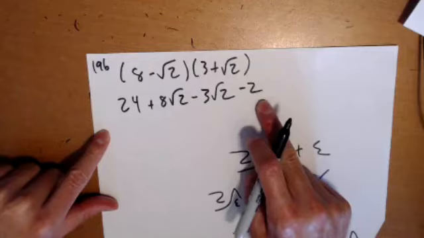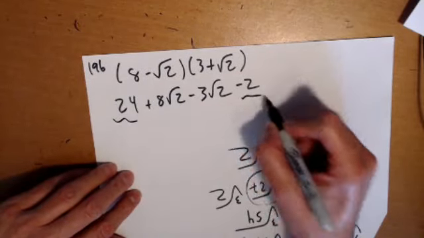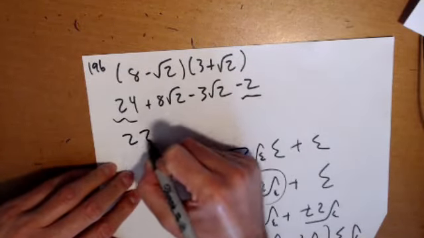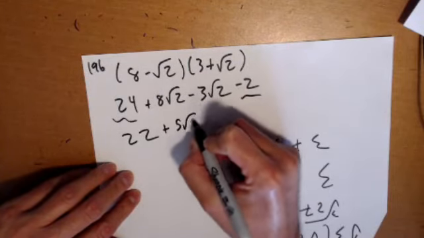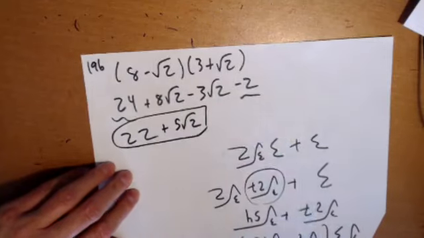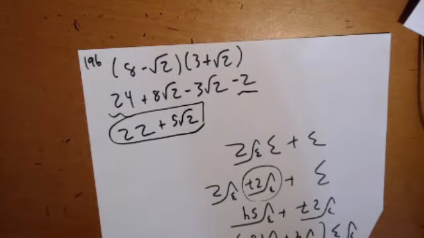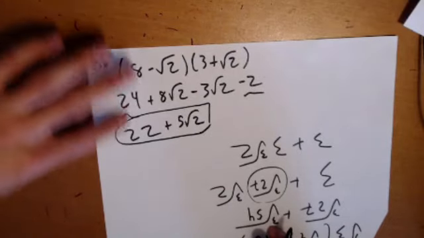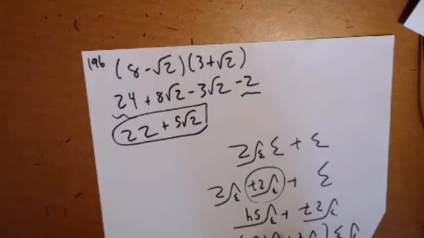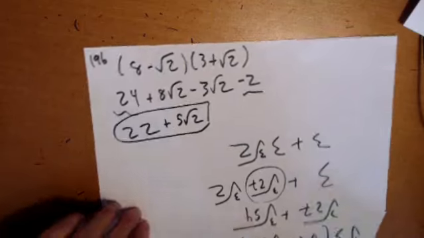Make sure you're cool with this. Okay, the 24 and the 2 combine, minus 2, 22. 8 of these rad 2s minus 3 of these rad 2s leaves us with 5 of these rad 2s. On all these problems, I hope that after I do it, you should just try it yourself, see if you get the same answer. Probably a good way to learn it. Straightforward. Let's try 198b.